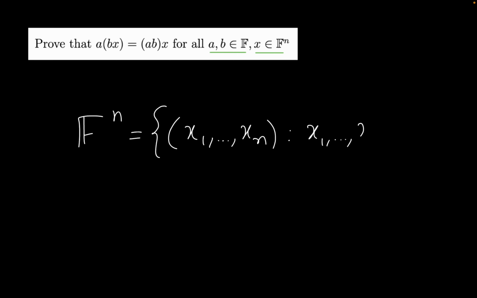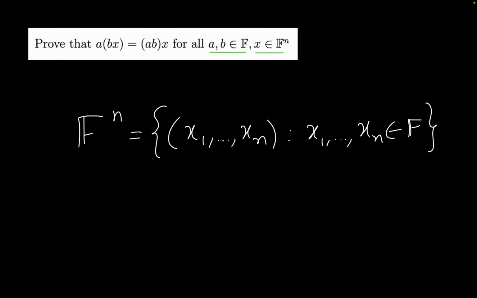Alright, so what we're going to do in this video is prove that for every pair of scalars a and b in a field F, and for every x in Fn, where Fn is the set of all lists of length n, where each of the elements in a list is a scalar or a member of the field F. So in other words, Fn is equal to the set of all lists of this form, where each x1 through xn is in F.